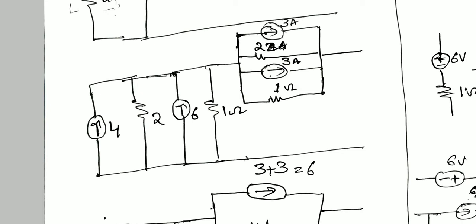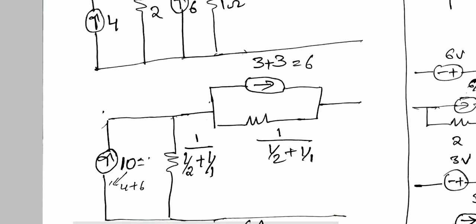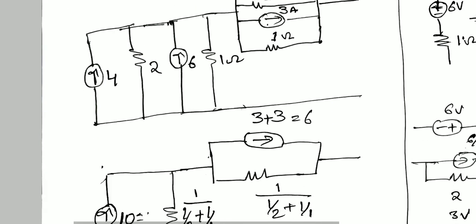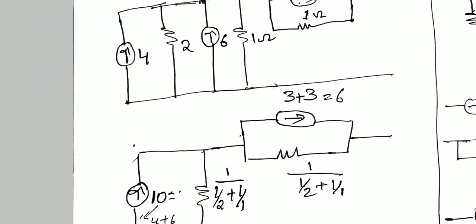As we know, current sources in parallel can be added if they are in the same direction. I can add this 6 and 4, so 6 plus 4 is equal to 10. Here 3 ampere and 3 ampere are in parallel and in the same direction, so I can add them: 3 plus 3 is equal to 6 ohm. Now 2 ohm and 1 ohm are in parallel.